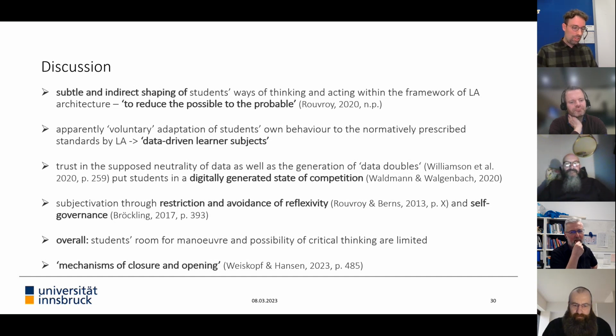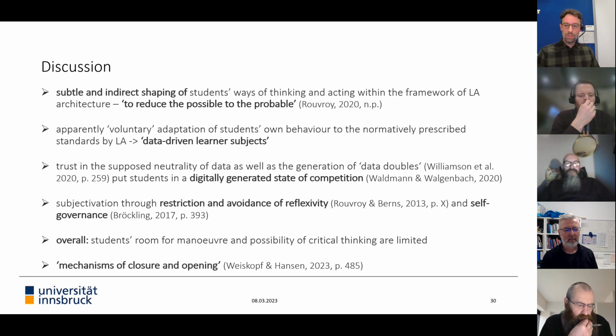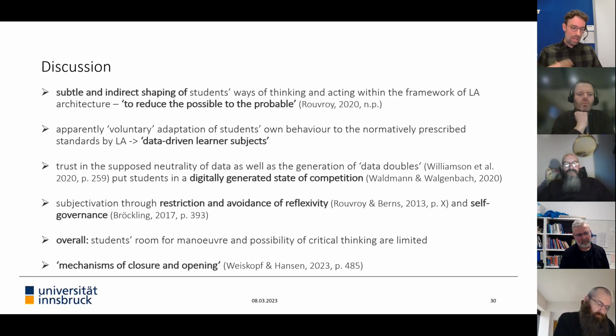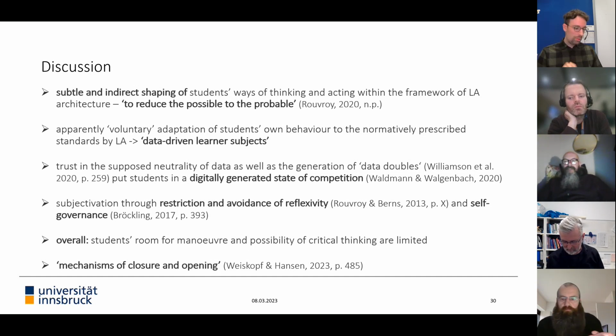Thereby, students' modes of subjectivation are shaped in a specific way and guided in a certain direction. For example, by trusting in the supposed objectivity and neutrality of data, and through the data tables, which are generated by the system from these online activities, students are placed in a digitally generated state of competition. They aim to improve their own ranking, and they are motivated to adapt their behavior to what the system tells them. Also, the gamification elements and the real-time feedback have a regulating effect on the student's behavior.